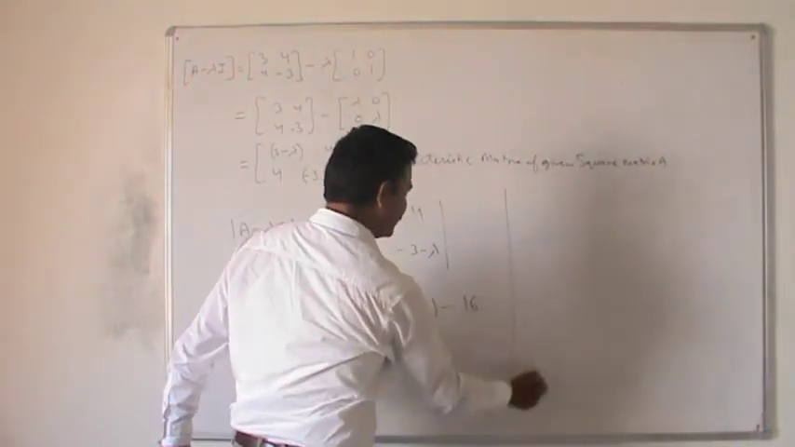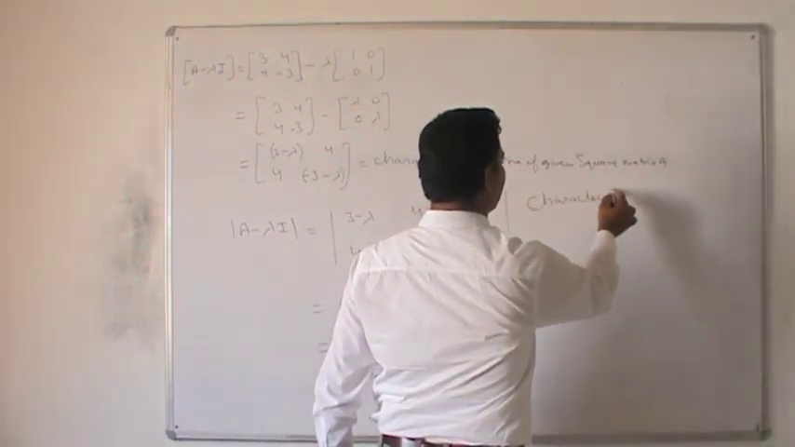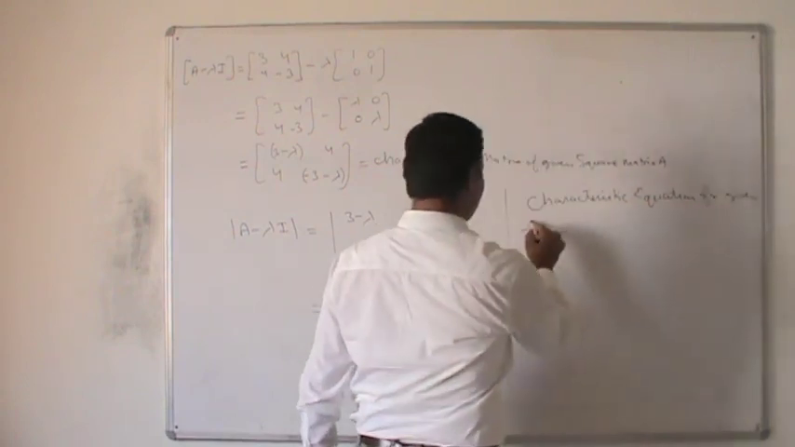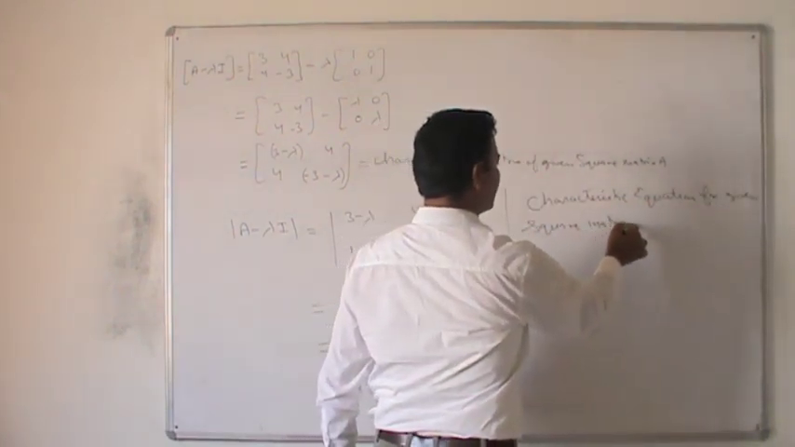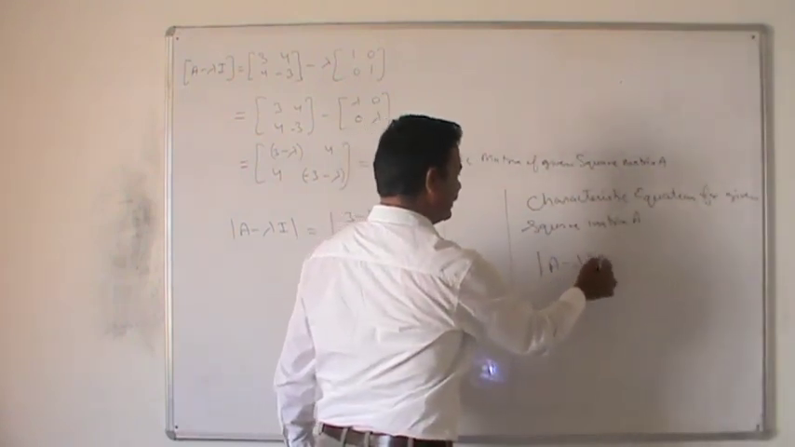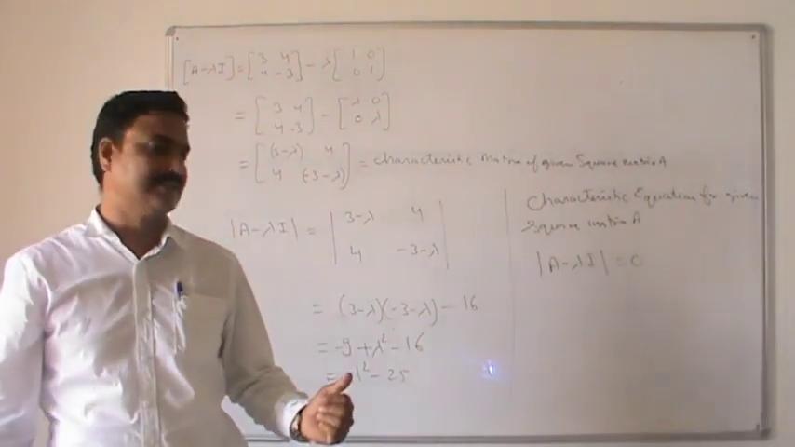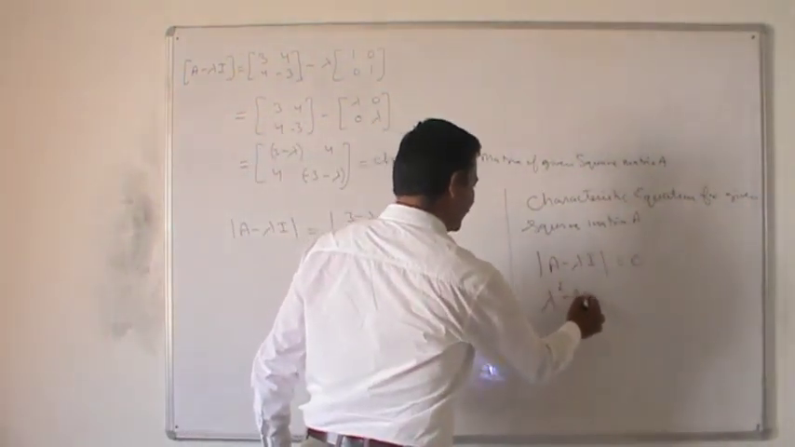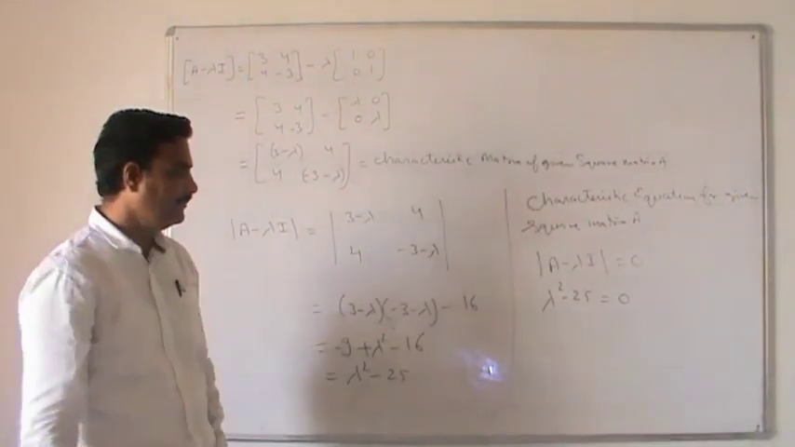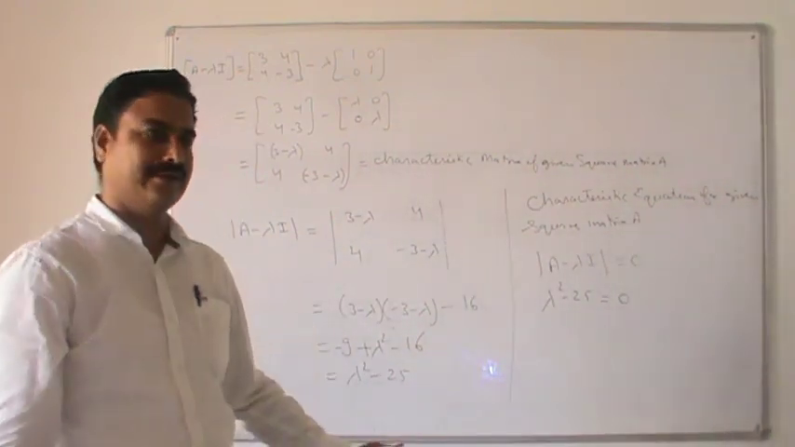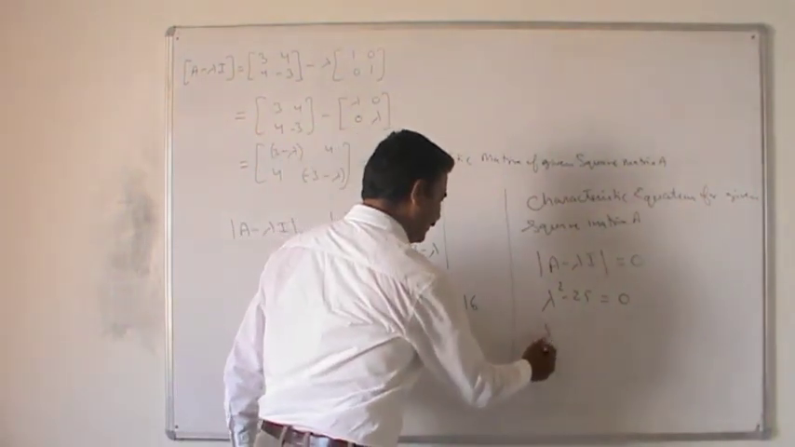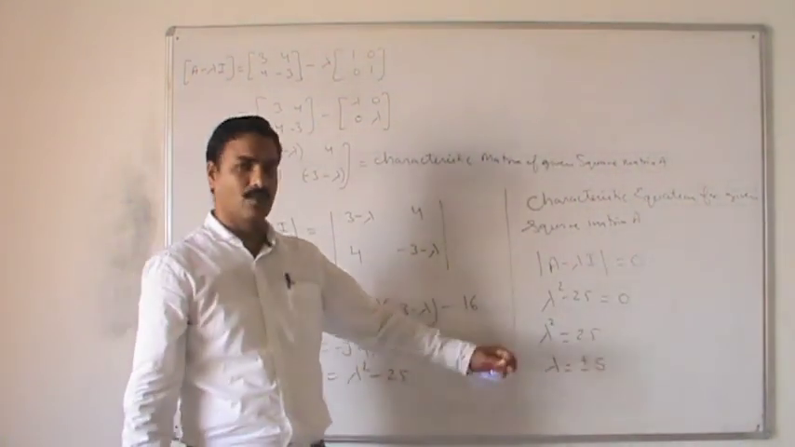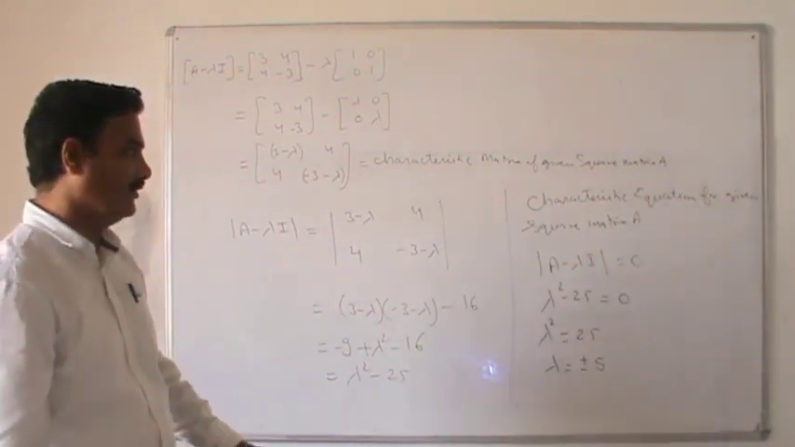Now we construct the characteristic equation for the given square matrix A, which is the determinant of A minus lambda I equal to 0. As soon as we put the characteristic polynomial equal to 0, it gives the characteristic equation, lambda squared minus 25 equals 0. To find the eigenvalues or characteristic roots, we find the values of lambda: lambda squared is equal to 25, and finally we get two values of lambda, 5 and minus 5. These two values are known as the eigenvalues of the given square matrix A.